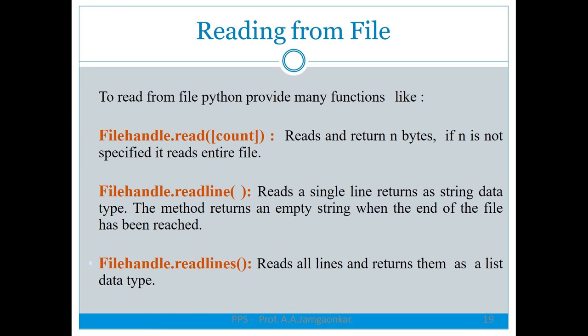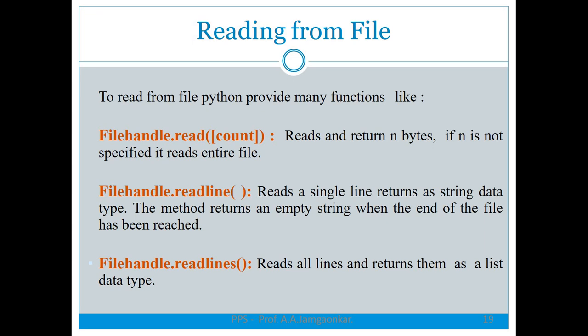There are various methods available for reading data from the file. The first one is read, the second is readline, and the third is readlines. Read has a parameter as a count: how many bytes or characters you want to read from the file, we provide as a parameter. The read function will return a string value. Next is the readline method, which reads a particular line from the file. Whatever the current position of the file pointer, that line will get read and returned as a string.